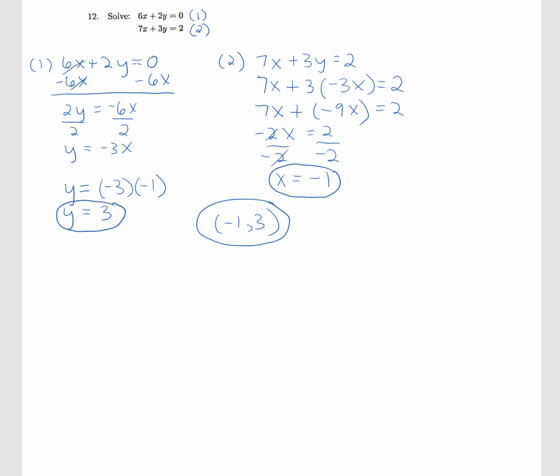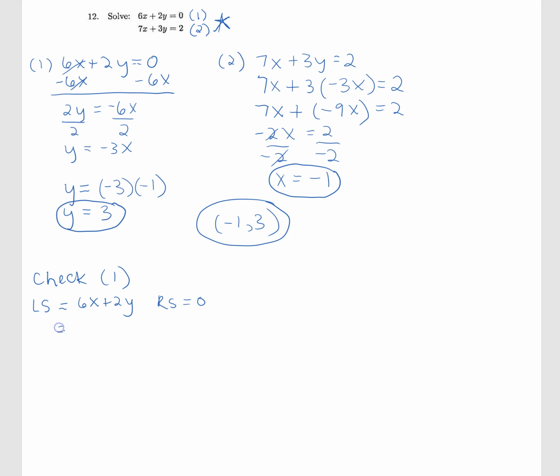But a good habit to get into is to always check your answers to see if they make sense, because it's really easy to make mistakes here. So we're going to check with both of our original equations. Doing a check with equation 1, I'm going to separate my left side and right side. LS means left side. On my left side of my equation, I have 6x plus 2y. And on my right side, I have 0.